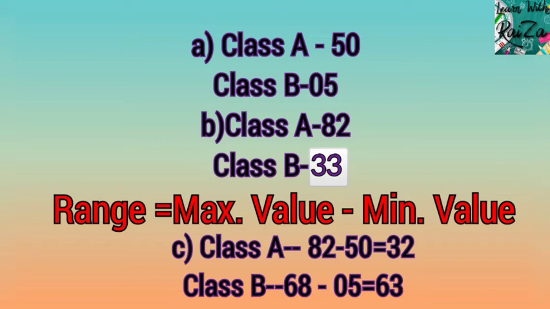Therefore, the range of class A: maximum is 82, minimum is 50. 82 minus 50 gives 32. And the range of class B is 33 minus 5, that is 28.